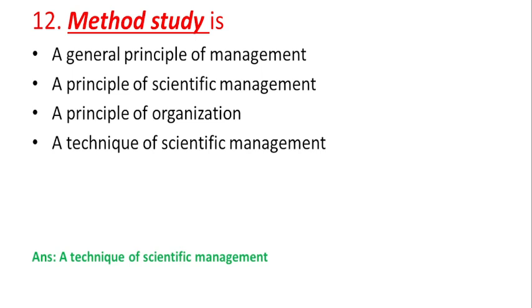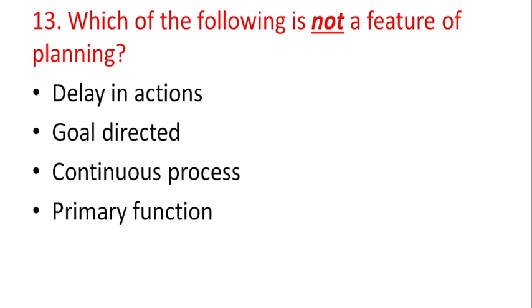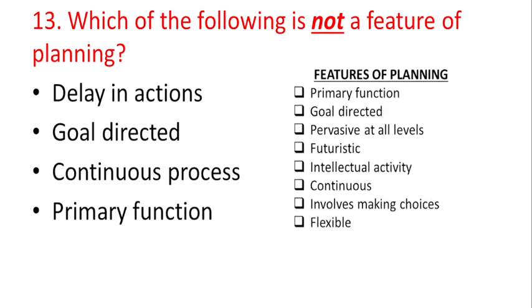So let's move on to question number 13. Which of the following is not a feature of planning? So the options are delay in action, goal directed, continuous process and primary function. So we all know that the concept of planning is characterized by the primary function. It's a primary function. So before going for the other functions of management, we perform the function of planning, in which we make the plans for the future.